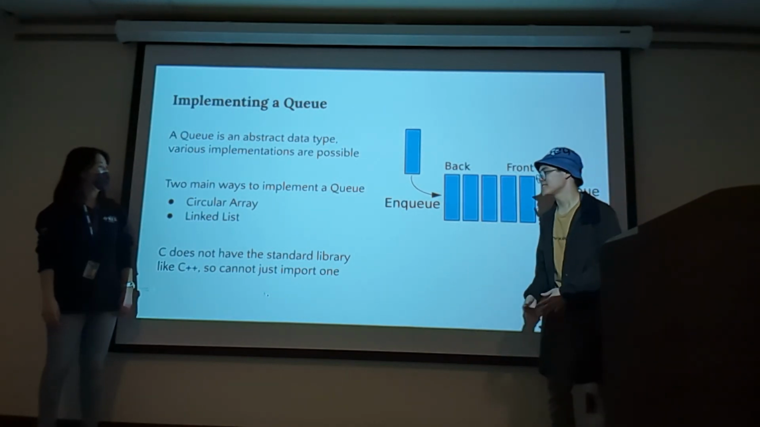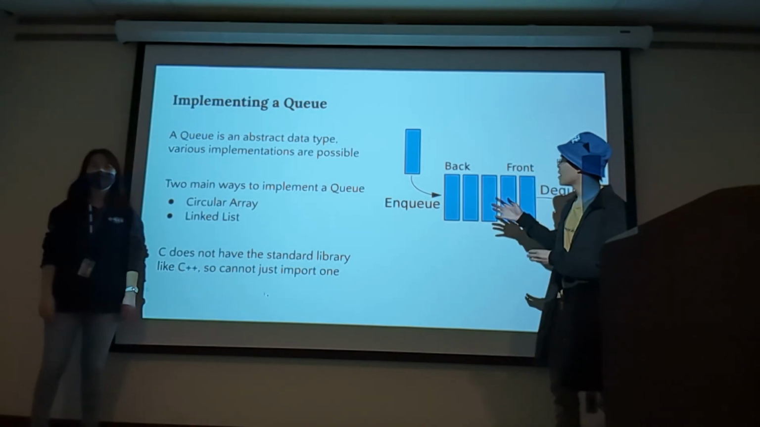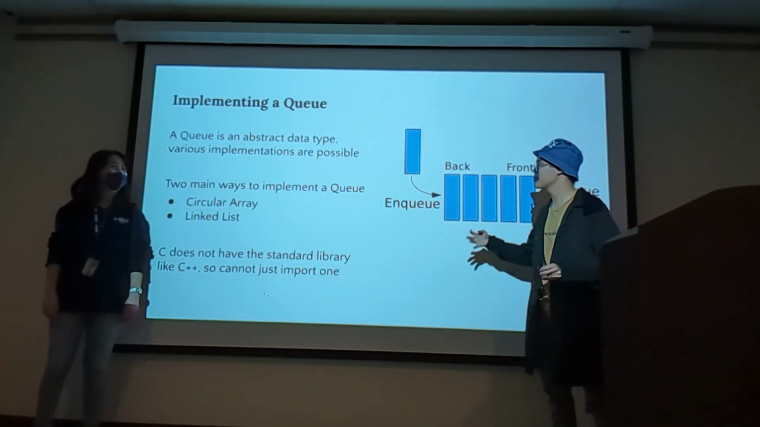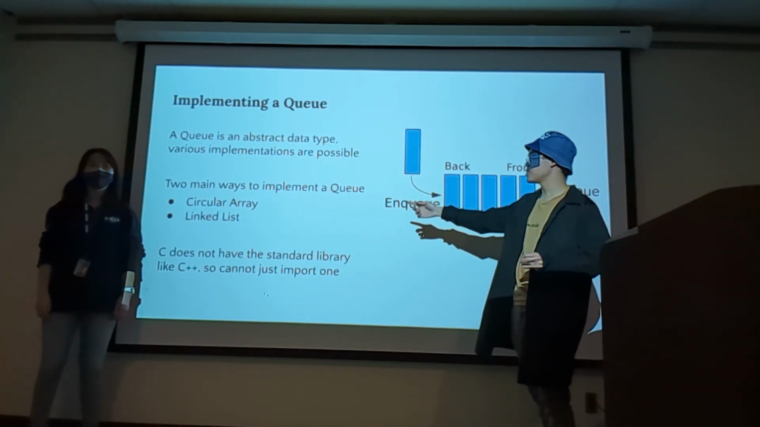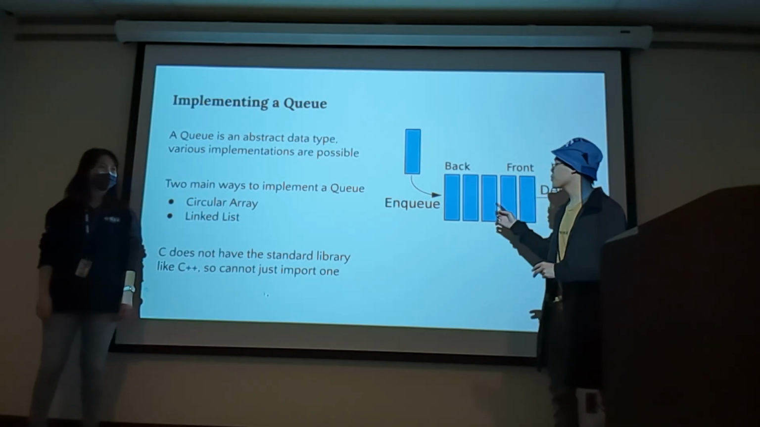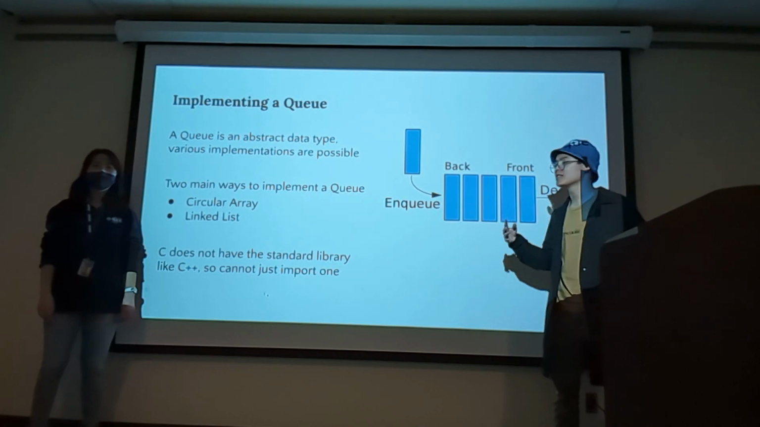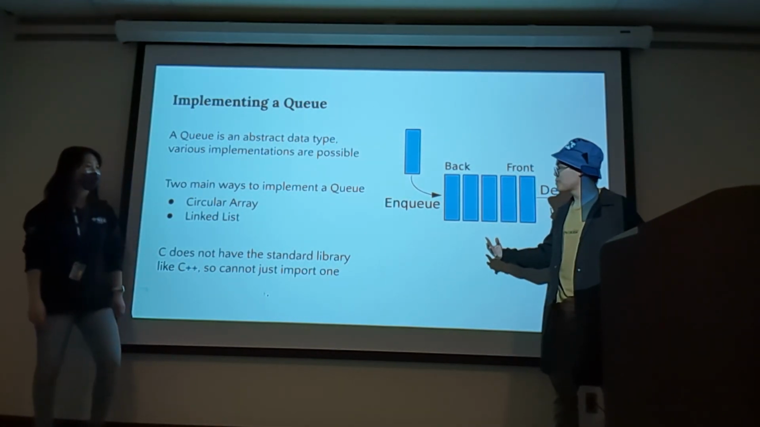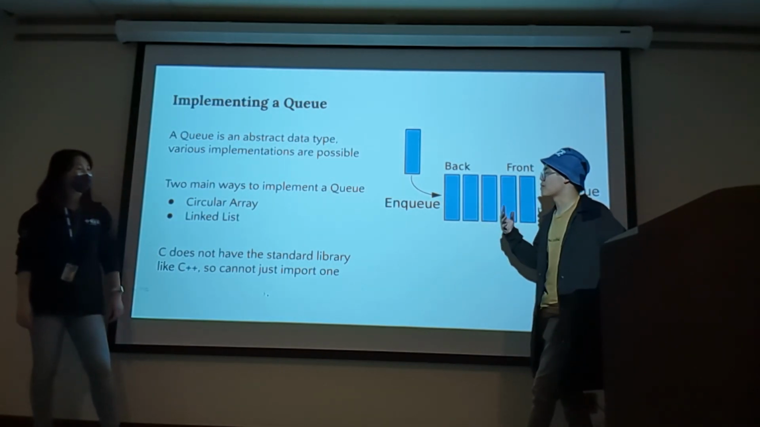Unlike C++, C doesn't just have a standard library that you can import. So we're going to talk about how to actually implement it. The two ways we can do that are a circular array or a linked list. We are going to be talking about the circular array method this time around because for the people in CS31, or with slightly less coding experience, that should be easier to understand.